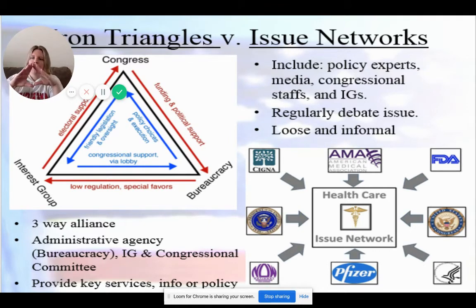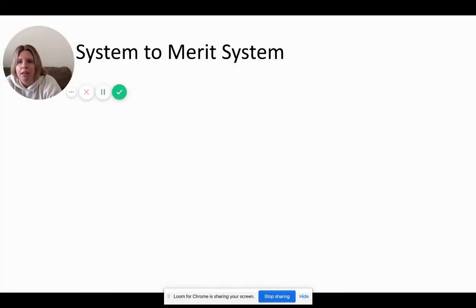Issue networks are sort of like iron triangles, but they're bigger, broader. They're not as strict. They don't only include those three. Definitely those three can be in an issue network, but you can also include the media in that, or experts. They're much more loose and informal. They just kind of debate issues and stuff like that, try to influence them.